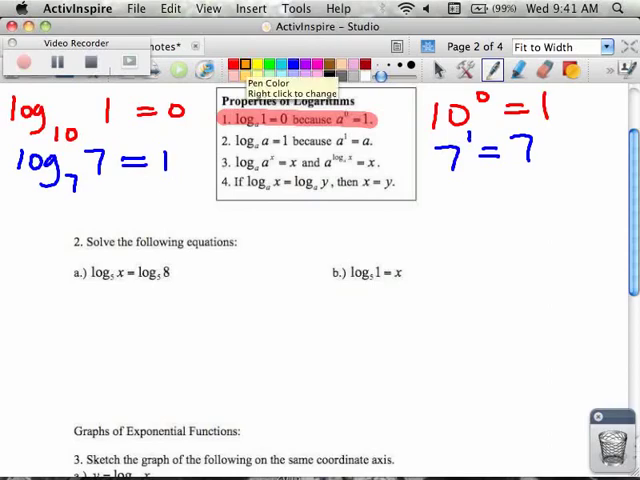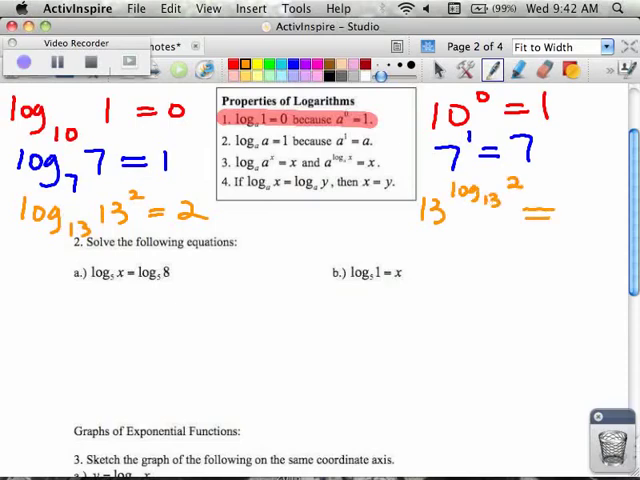Number 3, the log base 13 of 13 to the second power equals 2. And 13 to the power of log base 13 of 2 equals 2. So again, all I'm doing is just rewriting what they have using numbers.